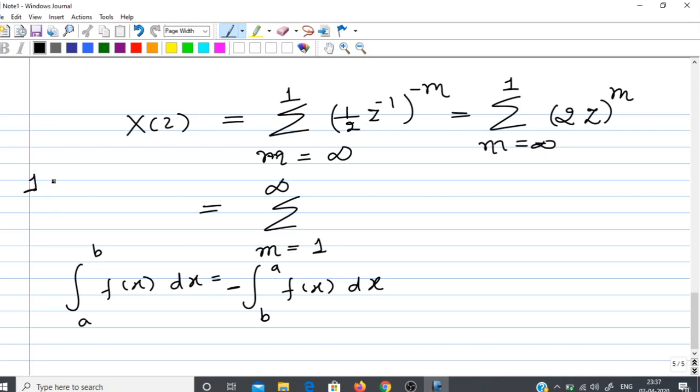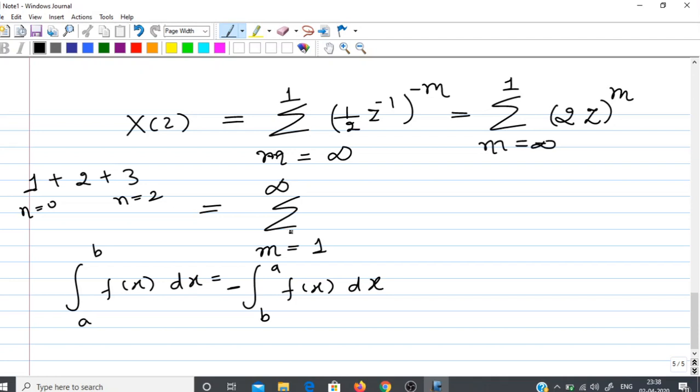Why? Because let's say you want to add these three numbers in this direction. Let's say this is n equals 0 and this is n equals 2. So the summation from 0 to 2 will be 1 plus 2 plus 3, that is 6. But if you add from the right-hand side, that is from n equals 2 to n equals 0, then also the summation would be 6. It won't be minus 6. So in case of summation, if you change the limits, there won't be any change of sign.